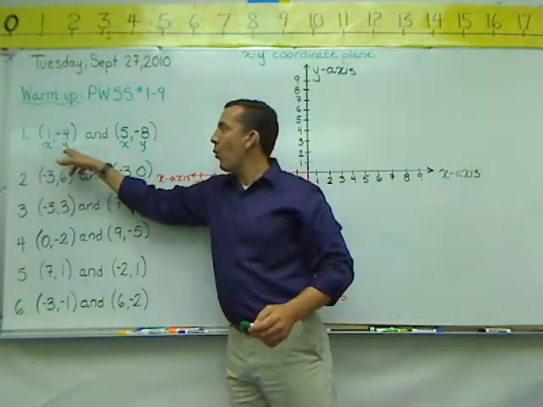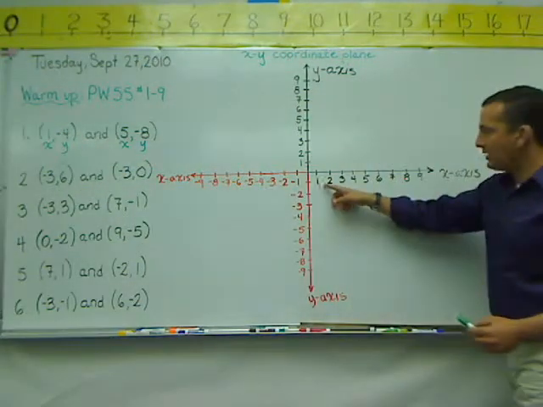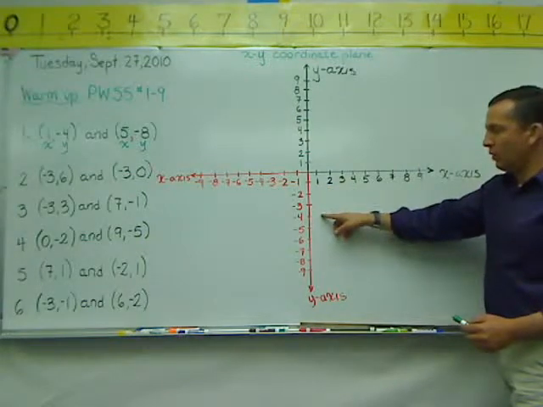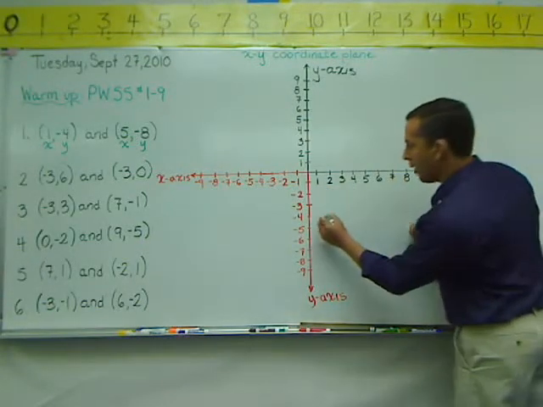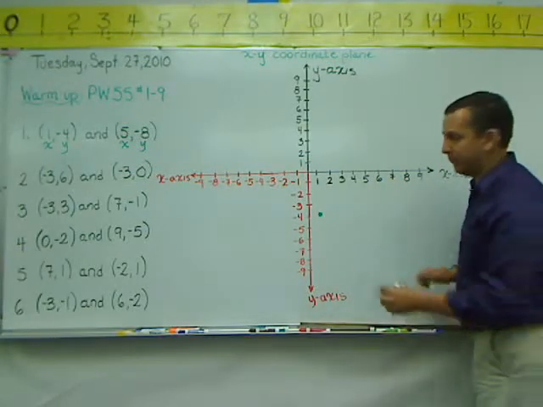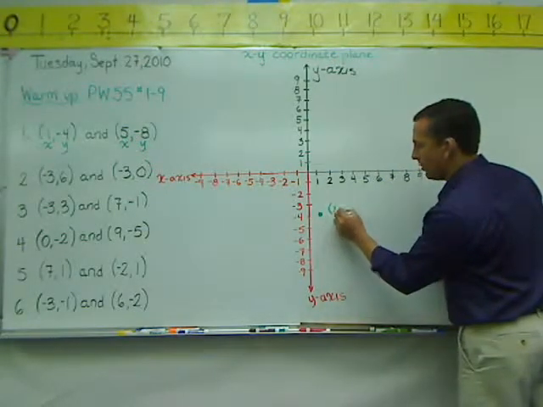X is 1, y is negative 4. X is 1, which is positive, will be right here, and y is negative 4, which is down here. So I'm going to go ahead and plot this point right here. And of course, I want to label it. I'm going to label it 1, negative 4.